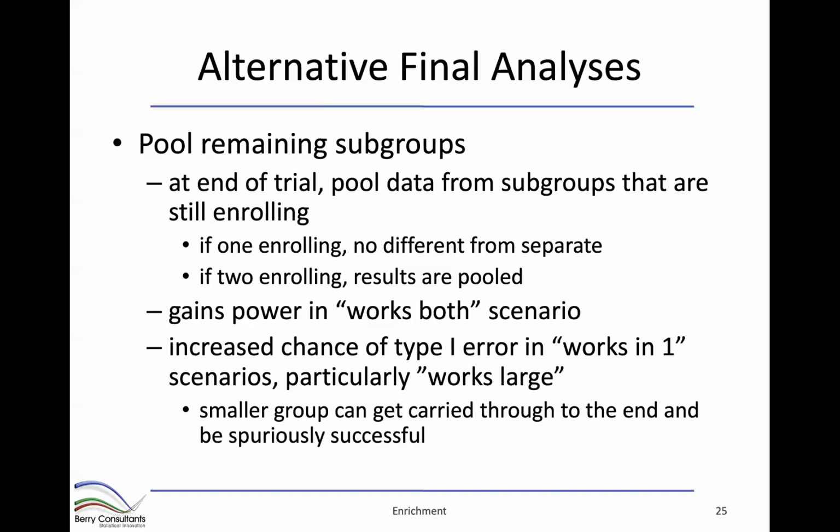And so you get a successful trial and you declare success in everyone, even though the therapy only works in the positive groups. So you can get this increased chance of type 1 error when you have a differential scenario, particularly the works-large scenario. So those are kind of the trade-offs. You get a gain in works-both in terms of power, but you get a problem for type 1 error.